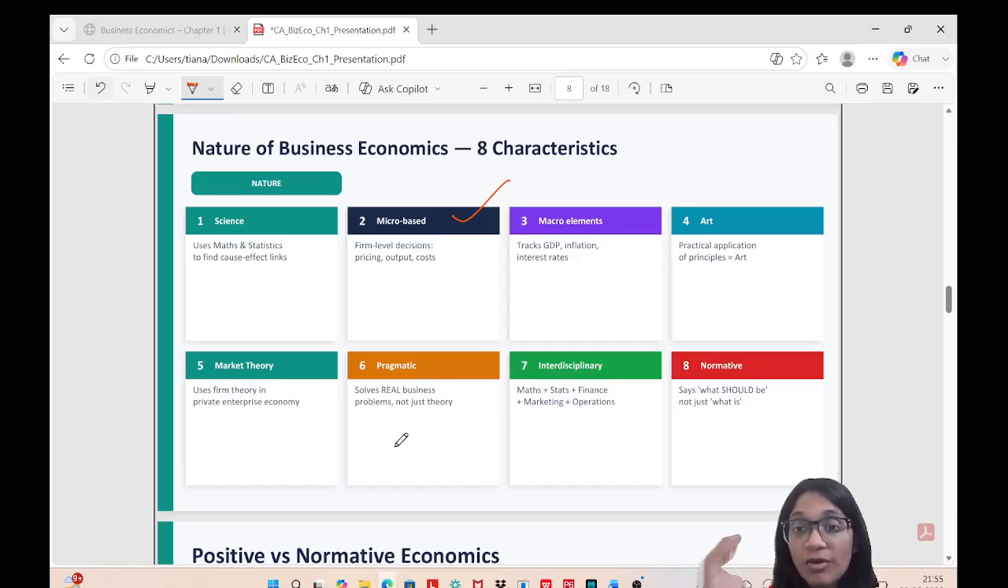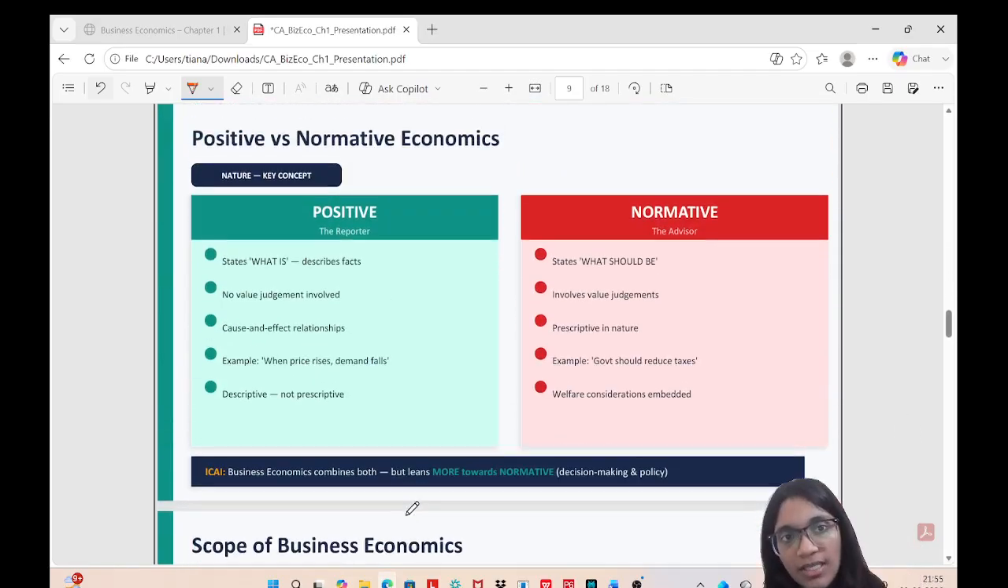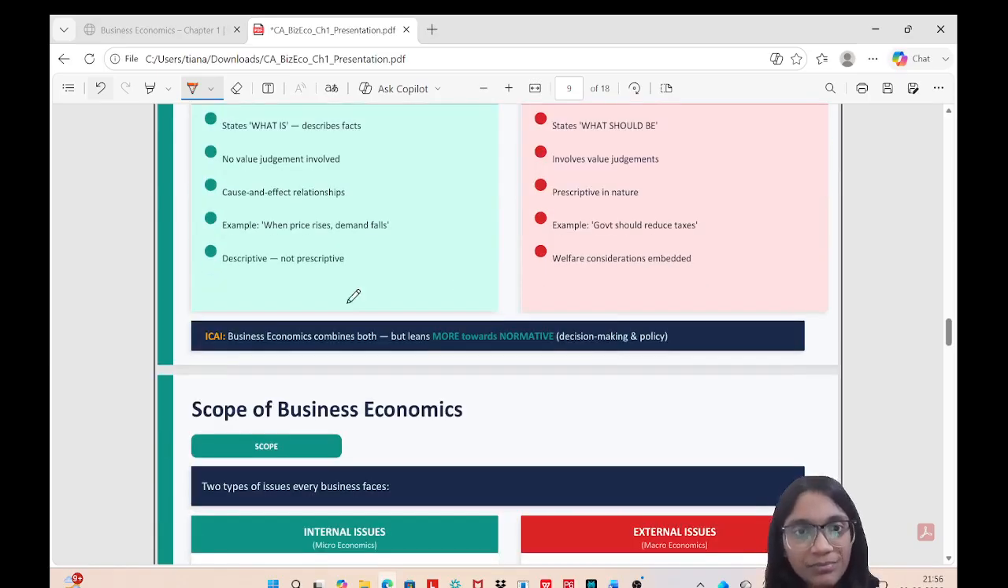Positive economics says what it is actually. It's a fact, it just states the fact. The normative says when the petrol prices are increased, the government should reduce the tax. All these suggestions, the normative economics gives. And here there are different positive and normative cases, plus and minus. Positive, what does it say? And normative, what does it say? So what does ICAI say? Business economics combines both, leans more towards normative, that is decision making and policy. There should be a blend of everything.